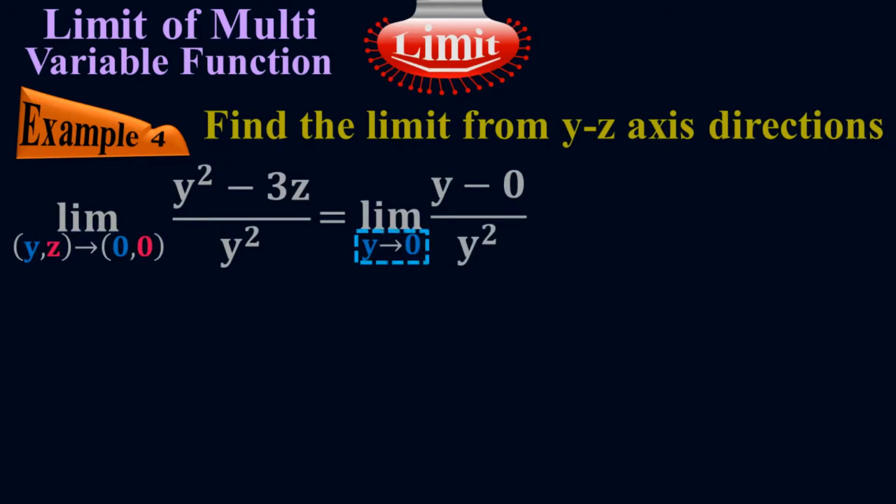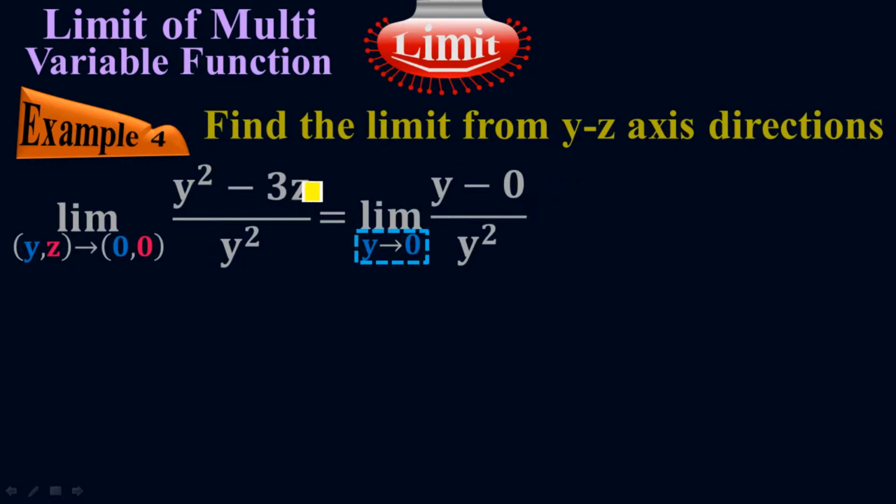I'm approaching only along y-axis. I opt in only for the y variables. My other quantity, which is z, will automatically become 0. As I said, this time I have YZ plane. I'm approaching along y and z axis. If I approach only along y axis, my other quantity, which is z, will become 0.